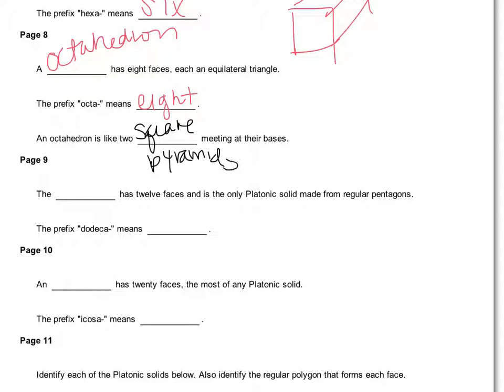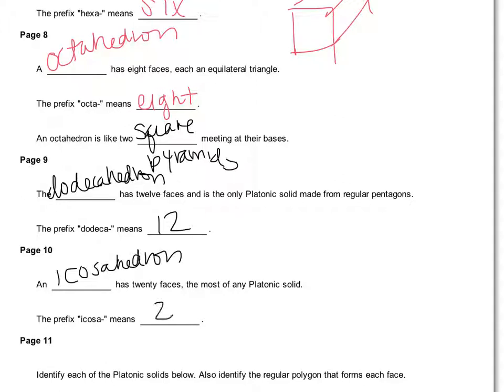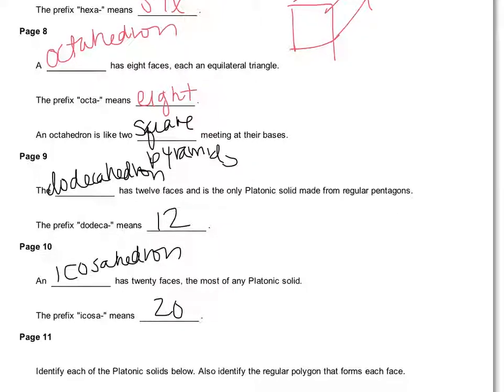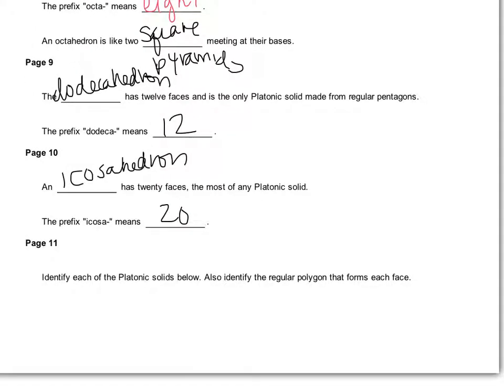Okay, our next one is a dodecahedron, which has 12 faces and is the only Platonic solid made up from regular pentagons. Again, we're going to look at pictures in just a second. The prefix dodeca means 12. And our last one is an icosahedron. And the prefix icosa means 20. So this is going to be a 20-sided figure. So we're going to look at pictures on the next page.